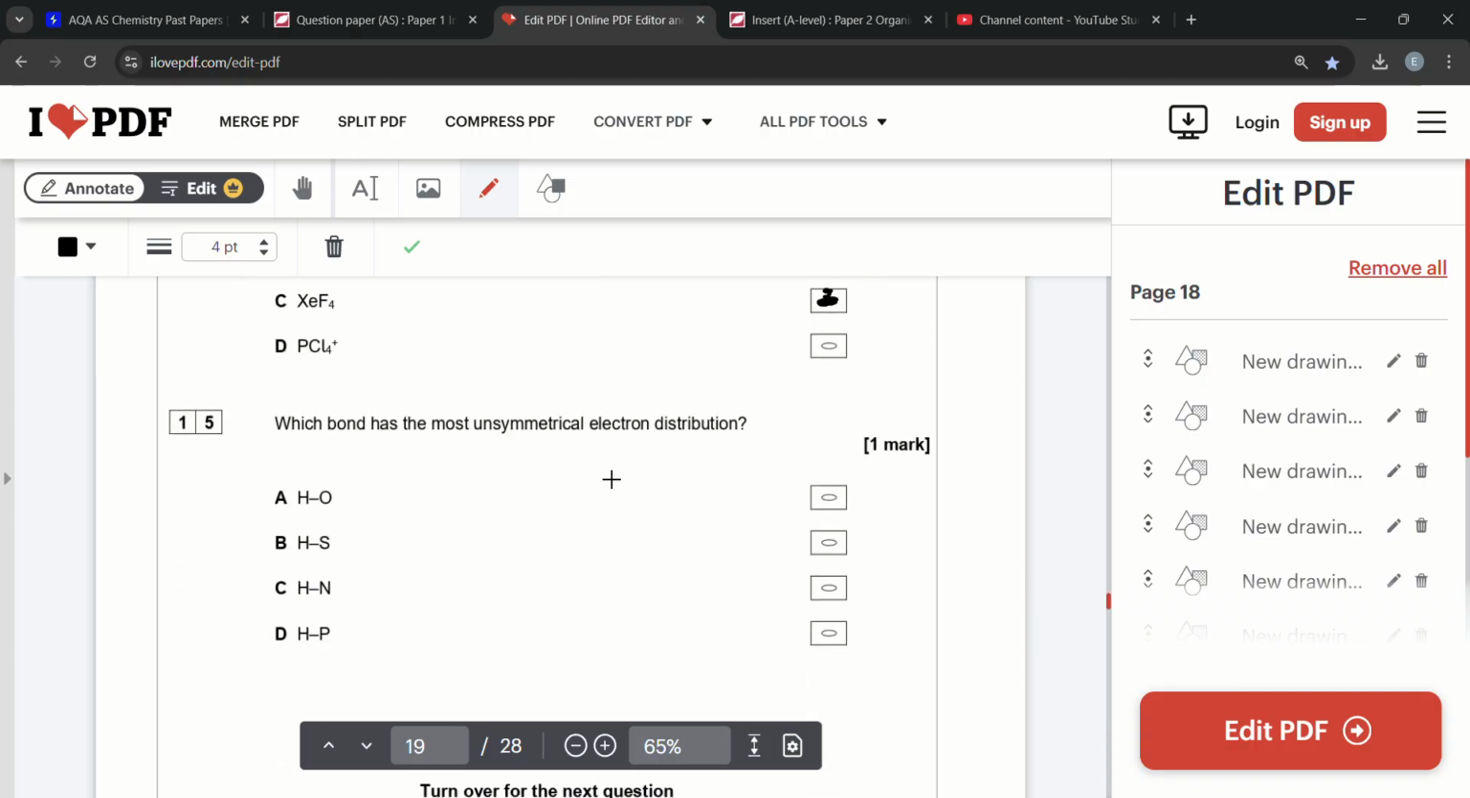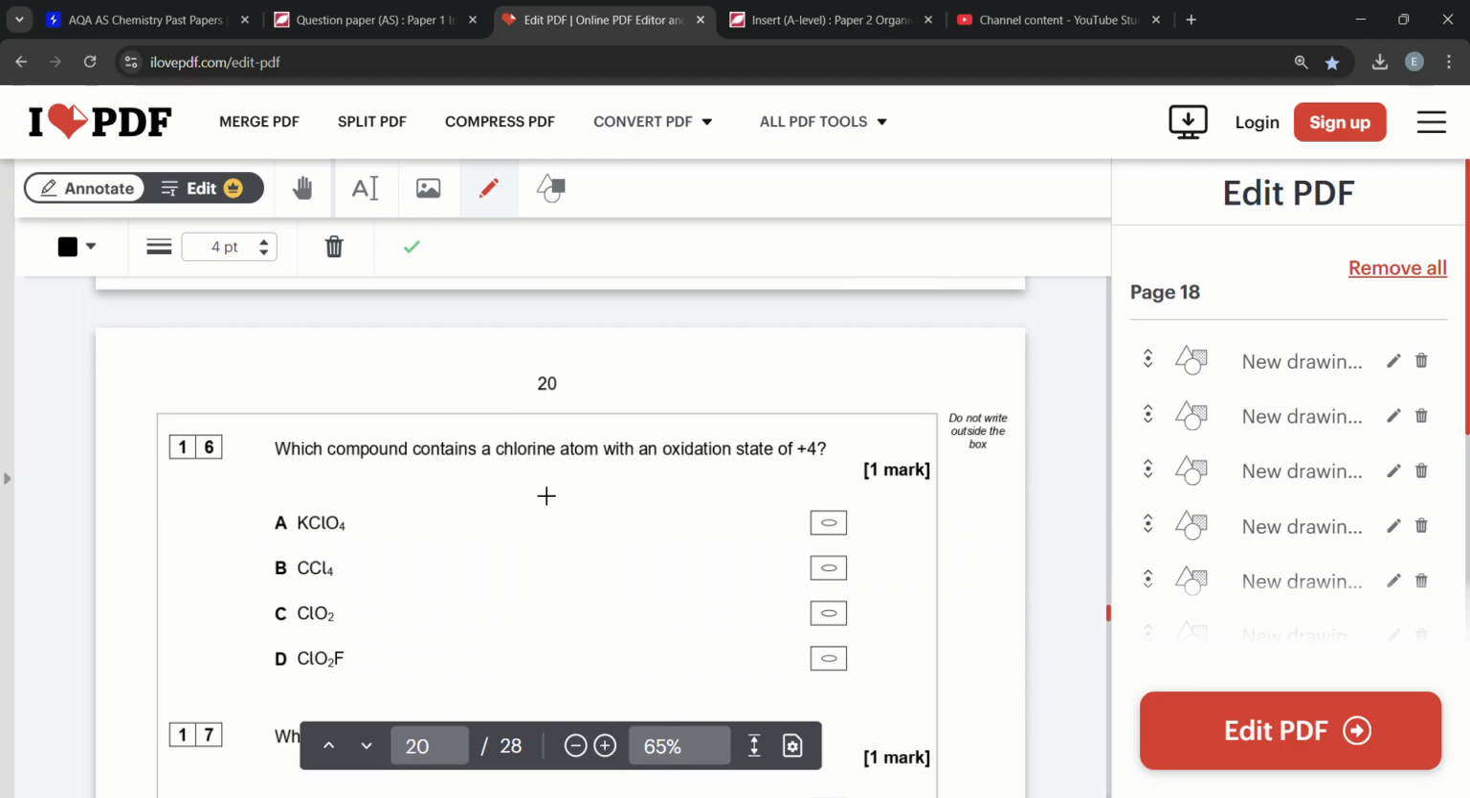Which bond has the most unsymmetrical electron distribution? H and O. Using the Pauling electronegativity scale, you should be somewhat familiar with that. If you're not, just go through it again. We should know the H and the O. The H–O bond has the most unsymmetrical electron distribution.